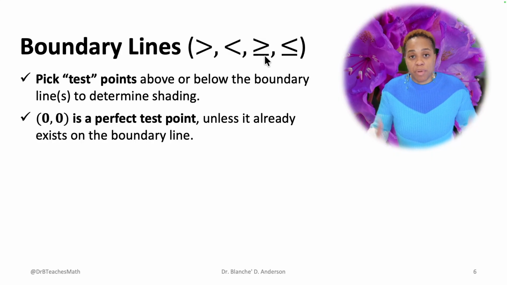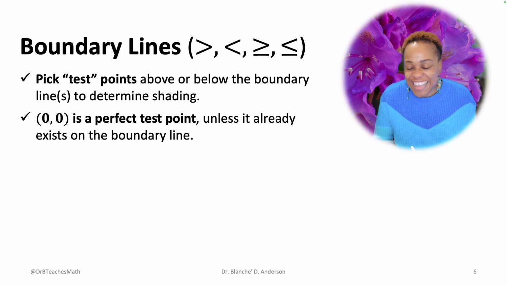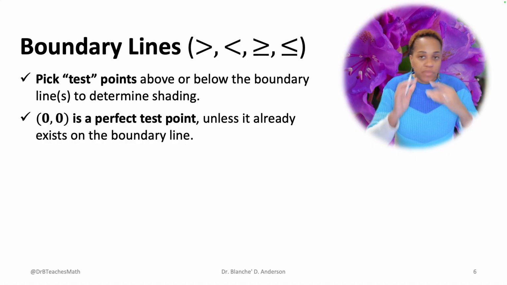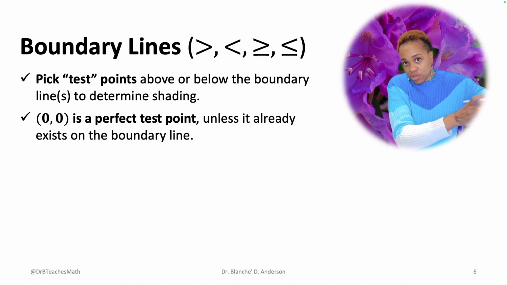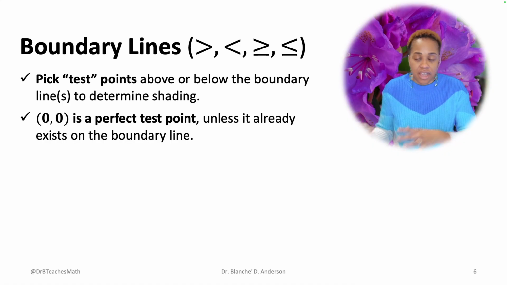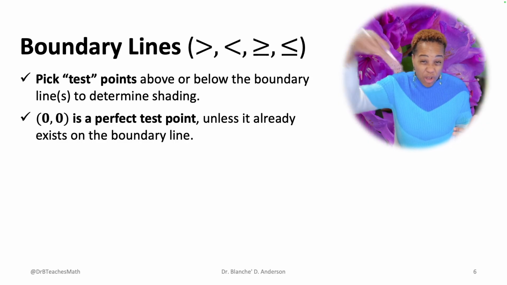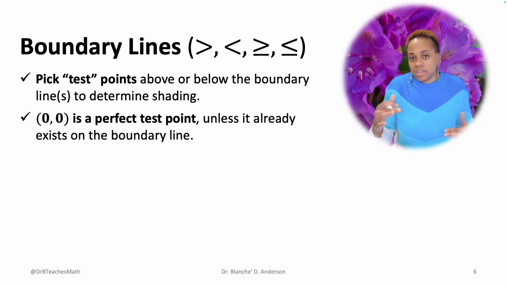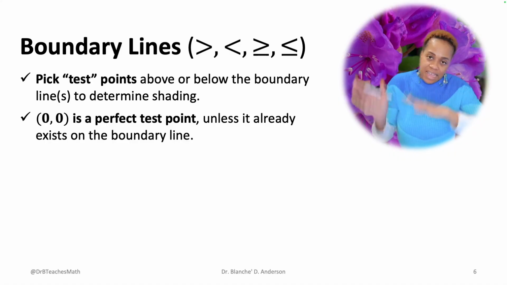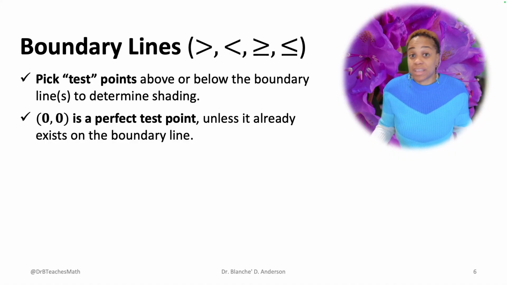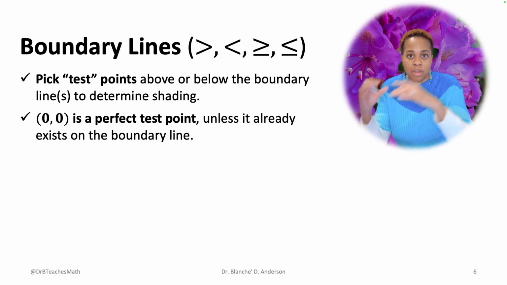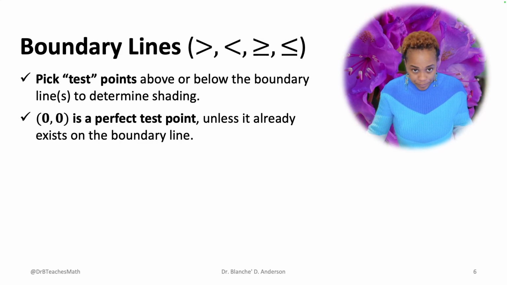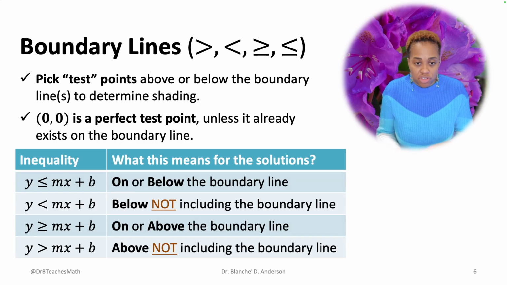(0, 0) is the perfect test point. You know why? Because everybody can multiply by 0, right? So if you pick (0, 0), it'll help you know, do I shade on this side where (0, 0) is, or do I shade on this side? Now, if (0, 0) happens to be on the line, you can't use it, because you need to know exactly which side to shade. So just pick a different test point. Look at your graph and say, I'll pick an ordered pair over here, or I'll pick an ordered pair over there. Here's this chart just real quick to give you an idea.